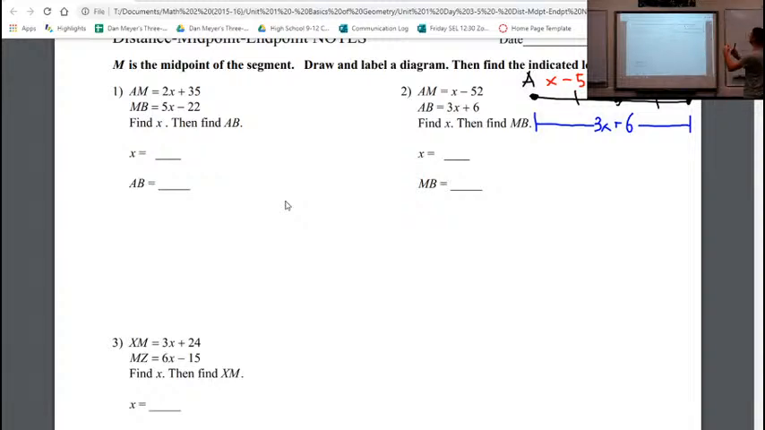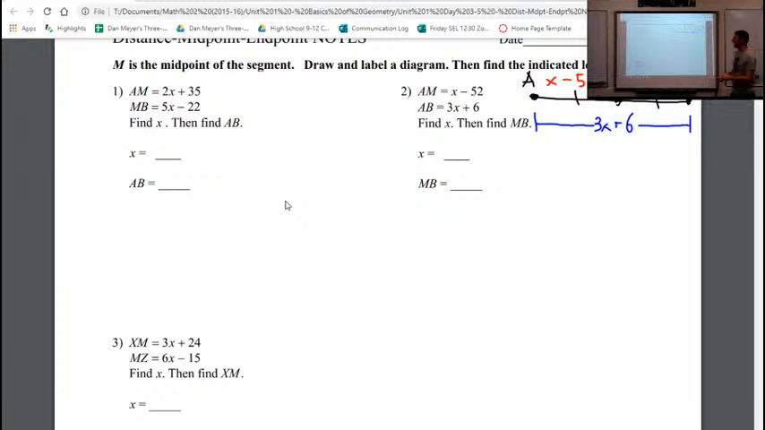But I do know that the pieces are equal. A to M and M to B. Remember, I told you if this was 5, this had to be 5. They have to be exactly the same. They've got to match. So we'll just match them. X minus 52, well, this one's got to be x minus 52. They have to match. So we'll make a match.